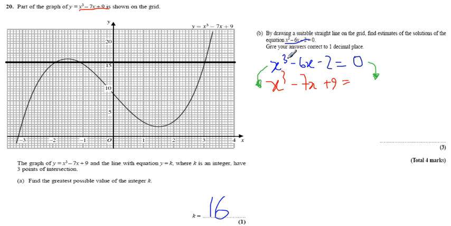Well, to get from the equation to our original function, we've gone from minus 6x to minus 7x. We've gone down by x. And we've gone from minus 2 to plus 9, so we've gone up 11. So effectively, the line we're going to need to draw is minus x plus 11. That's a line with gradient minus 1. It's linear, obviously, because it's a straight line. So gradient minus 1 that goes through 11 on the y-axis.